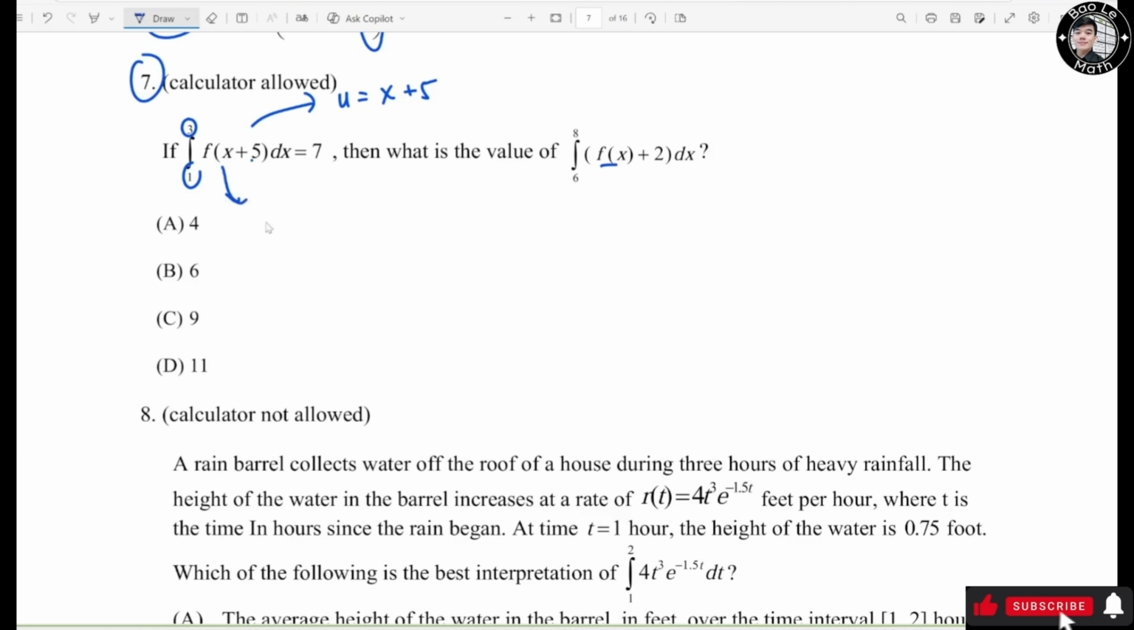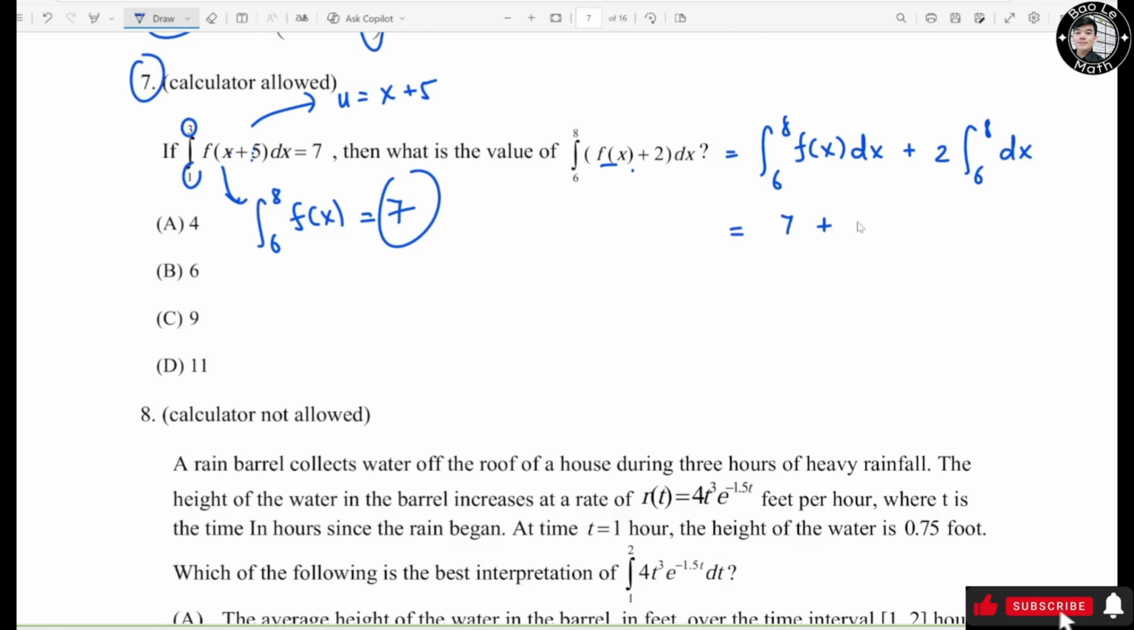So it's going to be the integral from 5 plus 1, which is 6, to 5 plus 3, which is 8, and this guy becomes f of s, and it's still 7, right? Now this guy right here can be written as the integral from 6 to 8 of f of s ds plus 2 times the integral from 6 to 8 of ds. But this guy equals 7, so 7 plus 2s evaluated from 6 to 8. So it's 7 plus 2 times 8 minus 6, which is 11. The answer must be D.